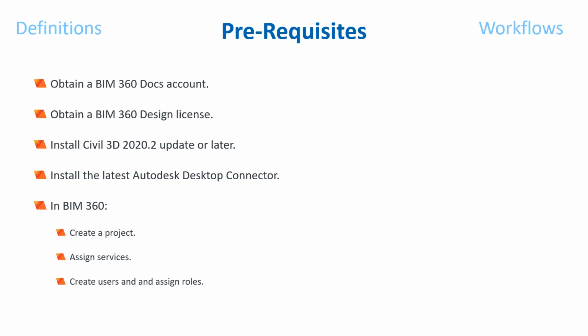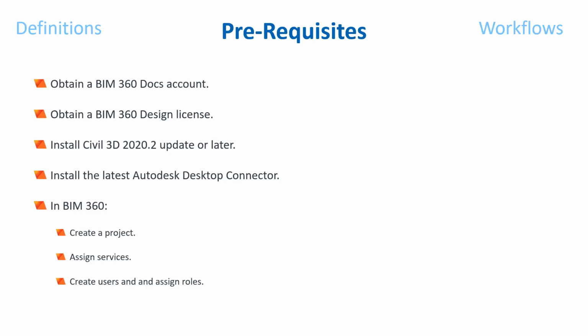Steve is our host today, our SolidCAD Western Sales Manager. You have to obtain a BIM 360 design license. Now, you need this if you're going to be running with Civil 3D and data shortcuts. If you're not going to be using data shortcuts, you can just have the Docs account. But most Civil 3D users use data shortcuts, and pretty much you're going to need that BIM 360 design license if you're going to do anything with it.